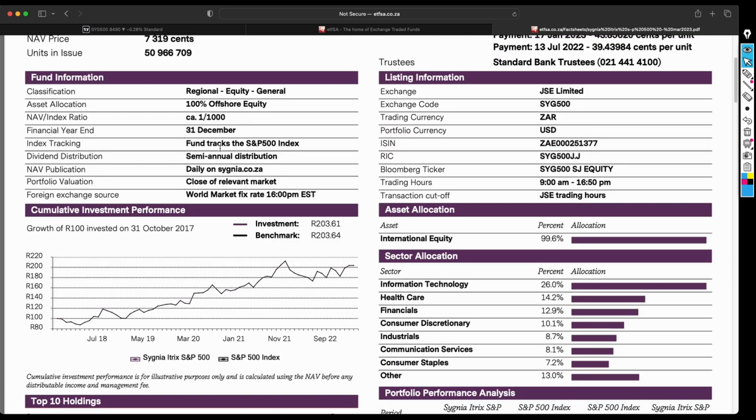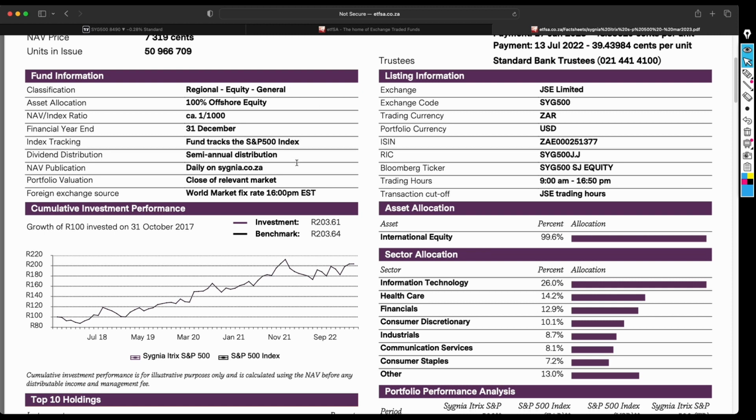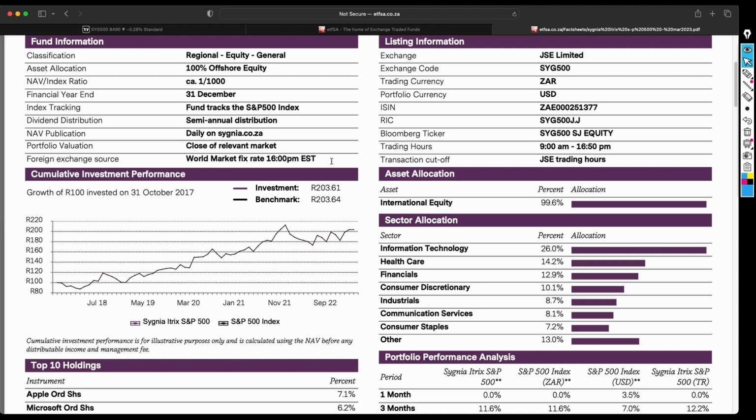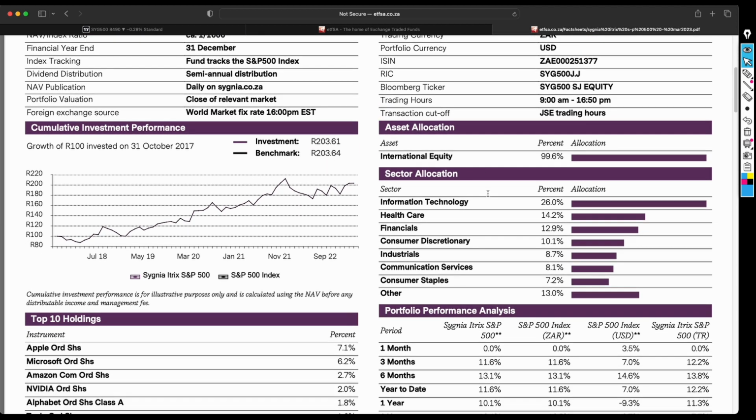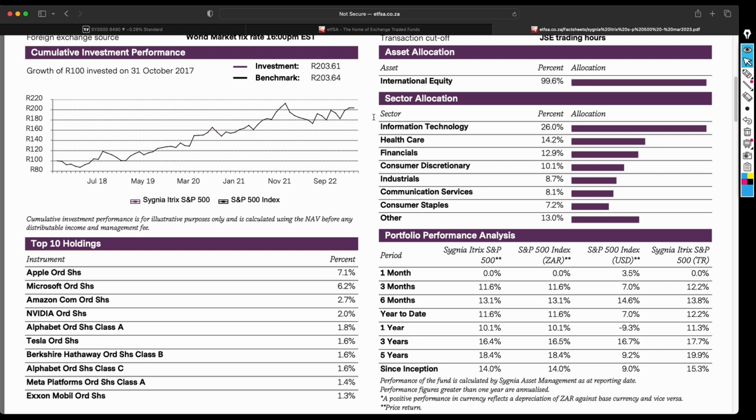Again, it's an offshore ETF that tracks equity. As you can see there, it is 100% offshore. So there are a lot of things that we can see in this ETF, but one of the things that are important is how this ETF invests in terms of sector.